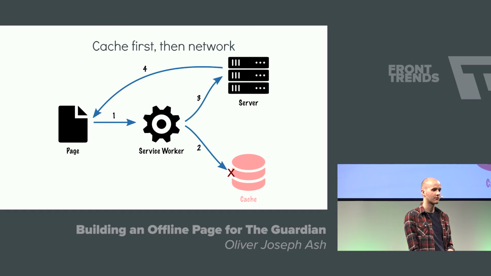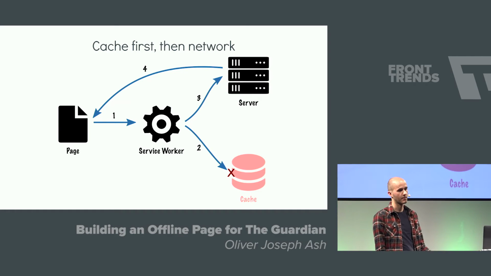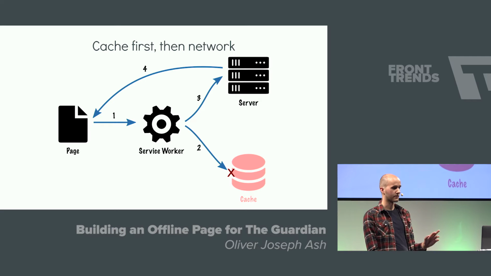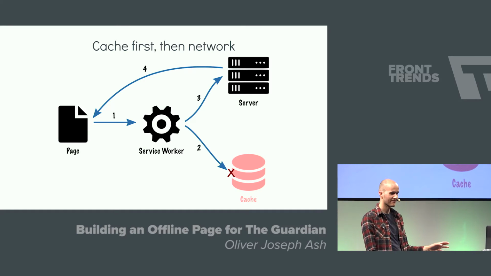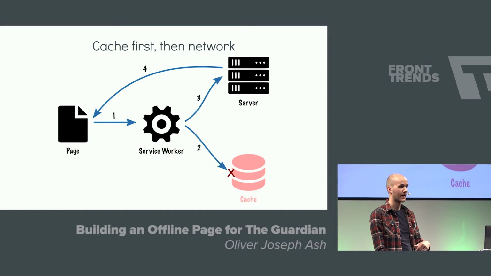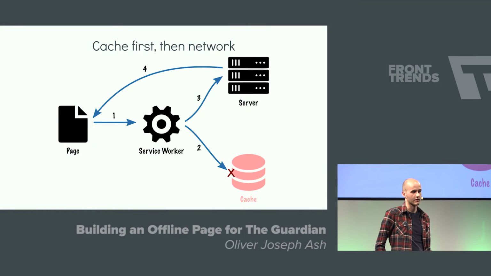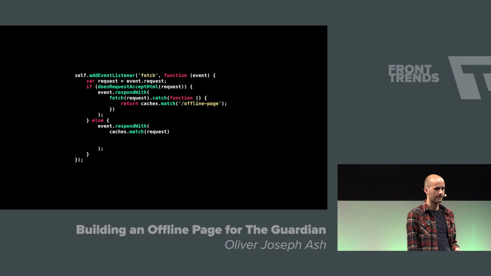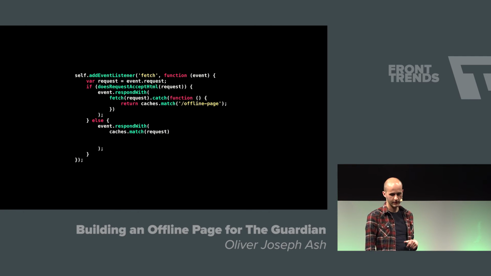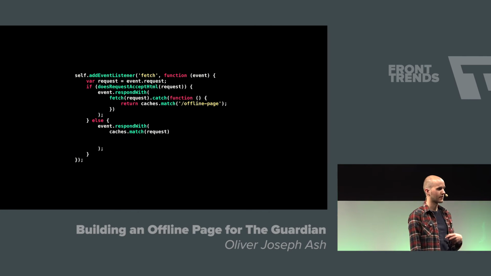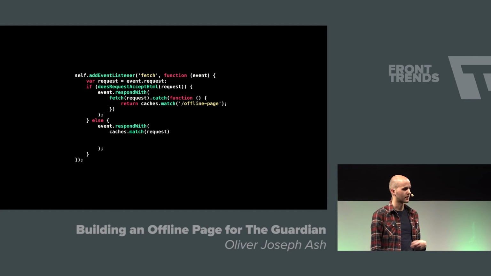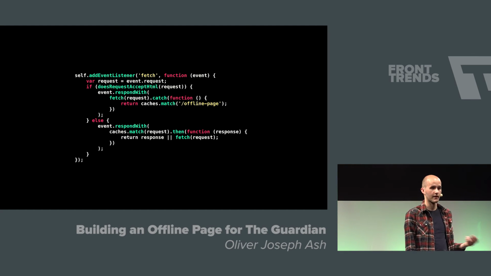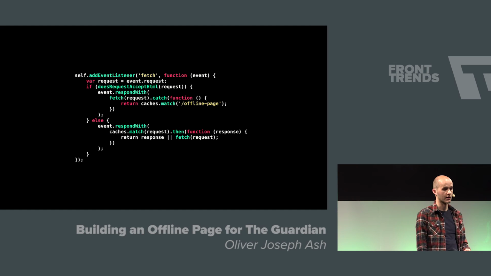So we actually want to take an approach more like this: we'll go to the cache first, and if that fails, then we'll fall back to the network. This pattern is known as cache first, then network. Here's the code that you saw previously. Caches.match returns a promise, and the value of that promise will be undefined if there was no result in the cache. So we'll return the response if there is one, otherwise we'll go to the network.